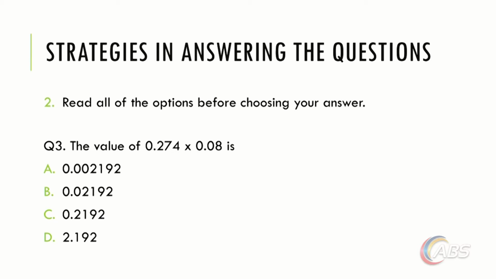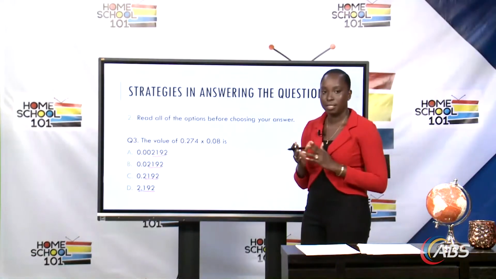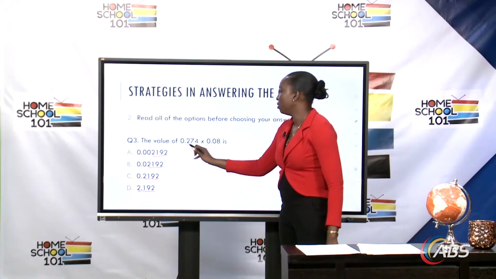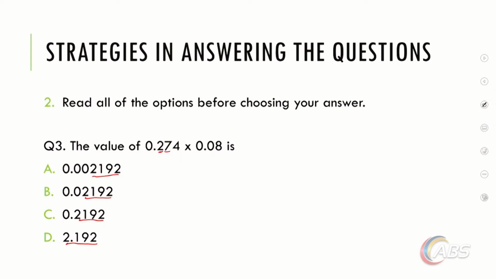0.002192, and we can keep reading them. We'll notice that they all have 2192. So we don't actually have to work out the multiplication in order to get this answer. In a case like this, the best practice is to count the number of places after the decimal point. Here we have 3 places, and then we have 2 places. 3 plus 2 is 5.